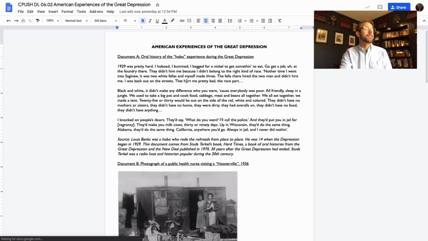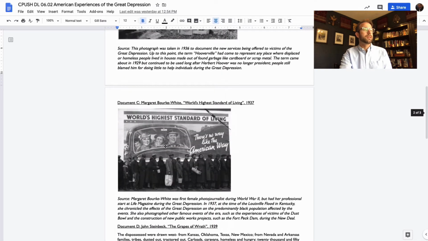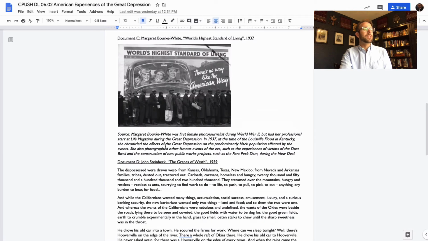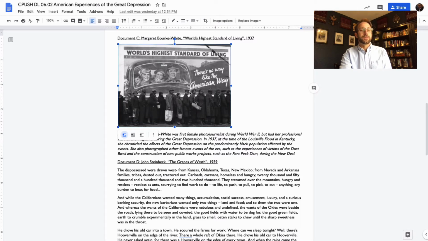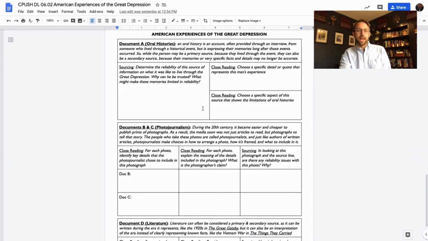So let's see what we have. It says American Experiences of the Great Depression. We've got document A, document B, document C, document D. Realize with these pictures that if I was printing them, I would need them to fit there, but you can always click on them and make them bigger if you need them to be bigger and to see things more clearly.